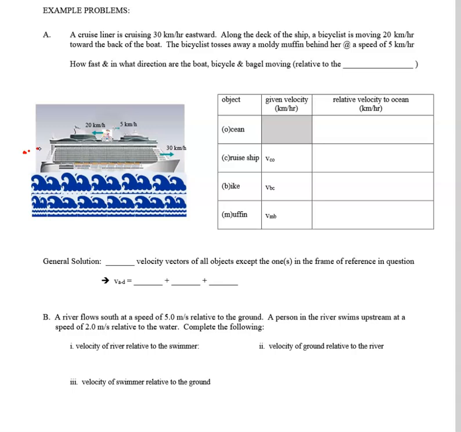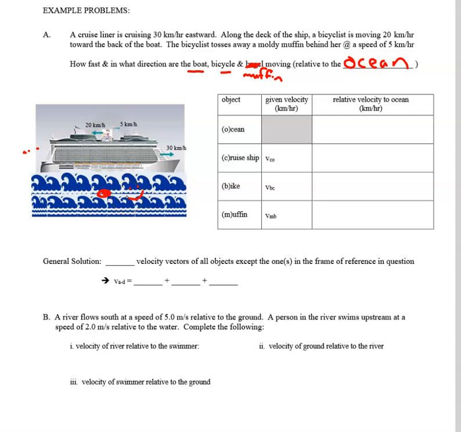So we're going to do a specific case here, and then I'm going to try to break it down for you. The big question we want to answer is how fast and in what direction is the boat, the bike, and the muffin (I changed this from before) moving relative to the ocean. So we're going to take the ocean as our frame of reference here. The ocean is represented right here. Imagine there's a fishy there watching all this, or you're in a boat that's anchored, watching all this.